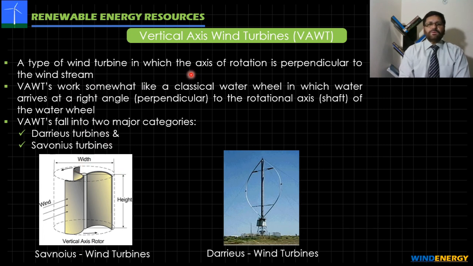Now, the vertical axis wind turbines. This is a type of wind turbine in which the axis of rotation is perpendicular to the wind stream. And this vertical axis wind turbine works like a classical water wheel, in which the water arrives at a right angle to the rotational axis of the water wheel. And further we have two types of vertical axis wind turbines: the Savonius and the Darrieus vertical axis wind turbine.